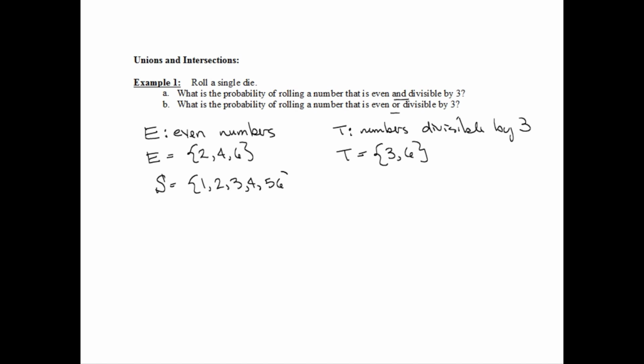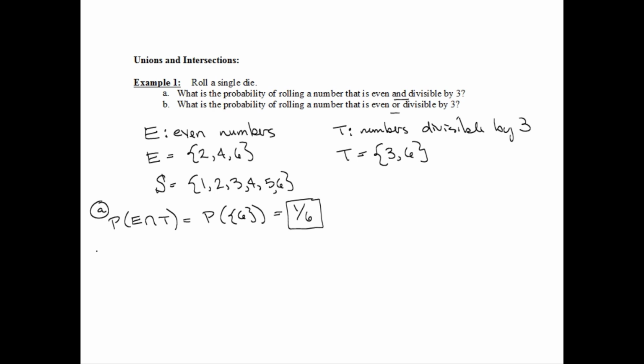5, 6. So the probability that a number is even and also divisible by 3, so this will be for part A. That's our intersection. Okay, now let's figure out what our intersection is. What numbers are in both E and also T? Looks like just 6. And so what's that probability? 1/6.